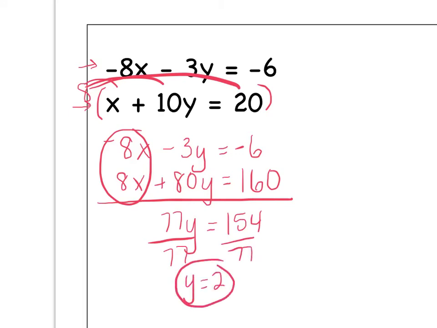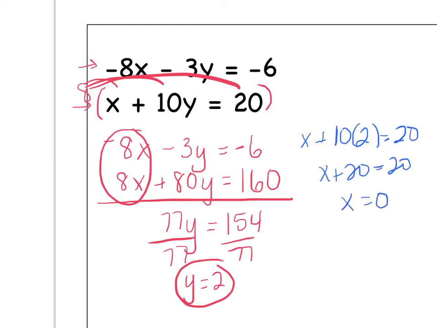So I'm going to take that y equals 2 and plug it back in. So I've got x plus 10 times 2 equaling 20. x plus 20 equals 20. And in this case, x would have to equal 0.